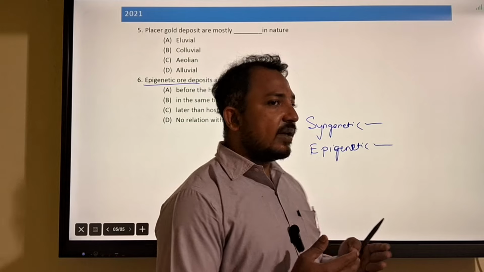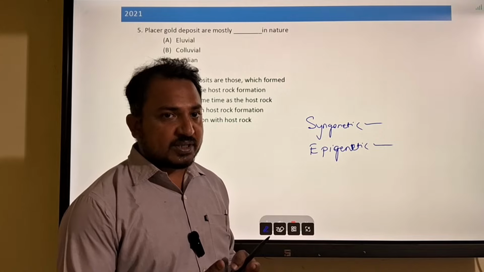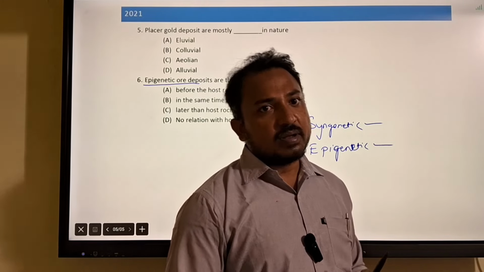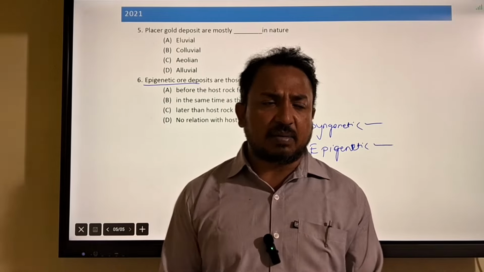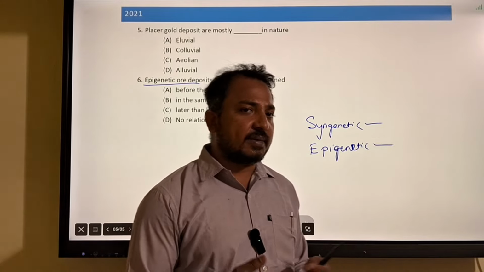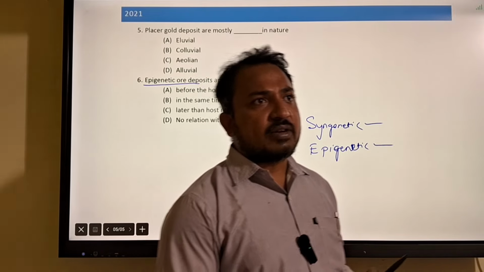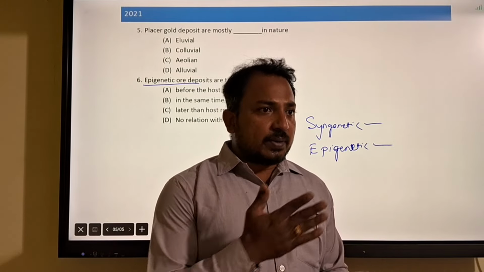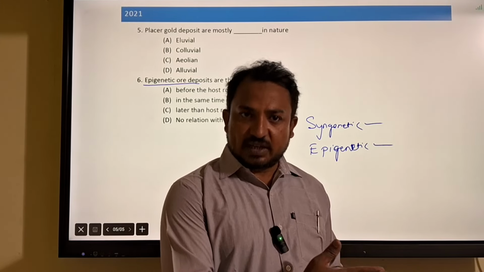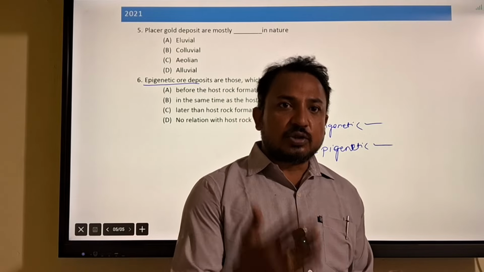Then epigenetic: after the formation of the rock, whether formed by magmatic, sedimentary or metamorphic processes, the rock will undergo some tectonic activity, or the rock contains some structural weakness, like fracture or joint.